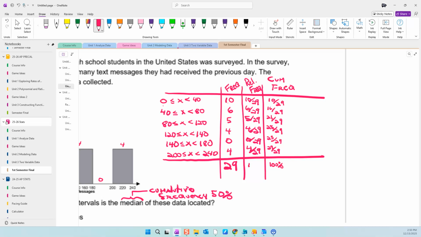Just like this over here adds up to this. When you add up all of these, you get 29 over 29, which is 100%. And you got the same thing over here, 100%.